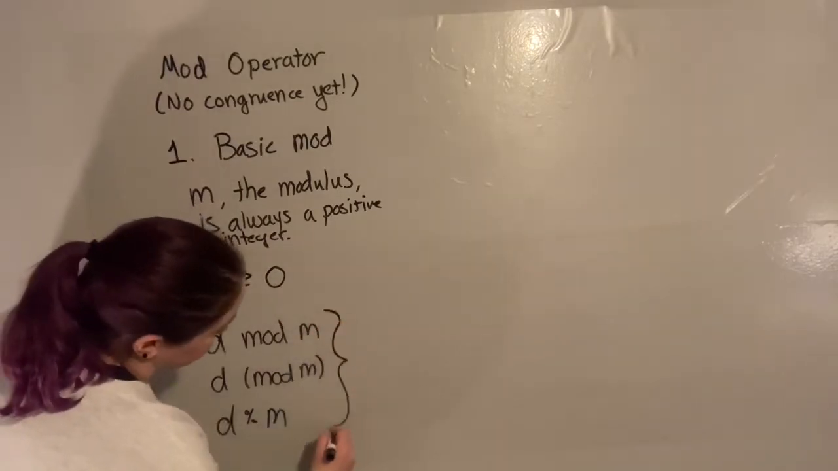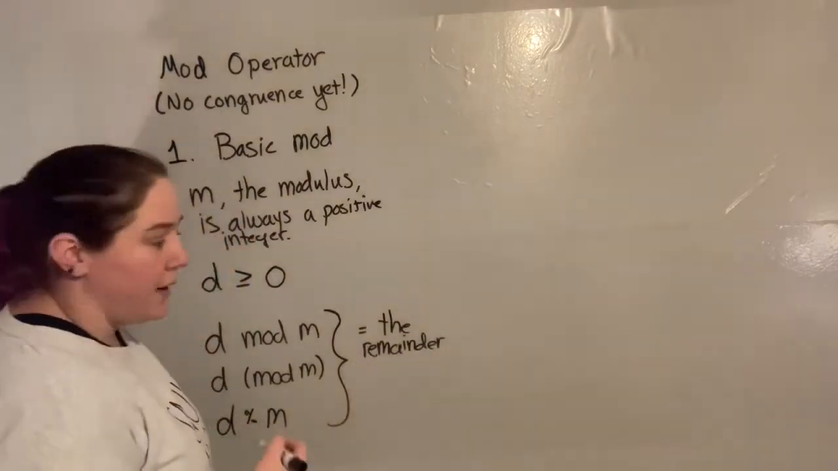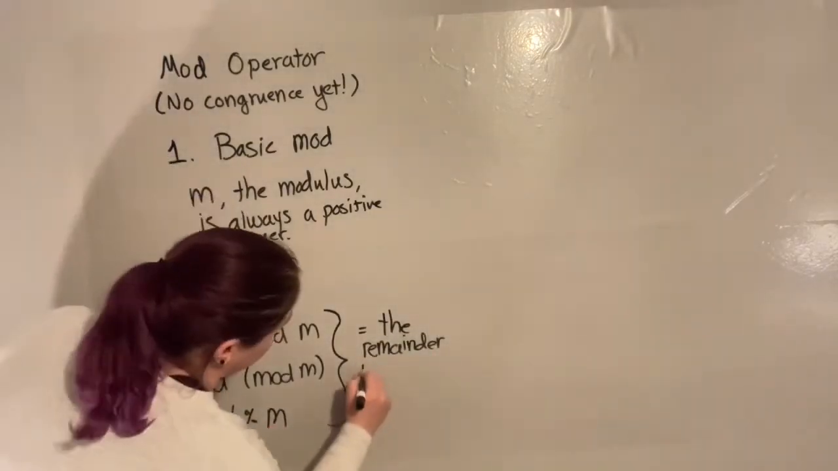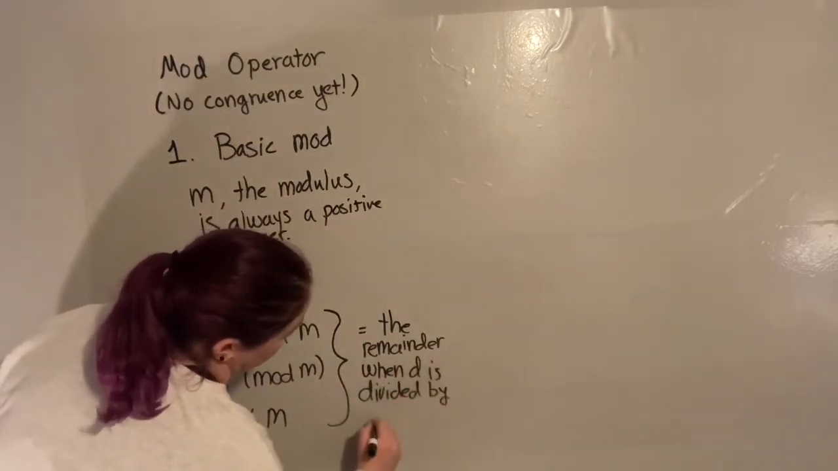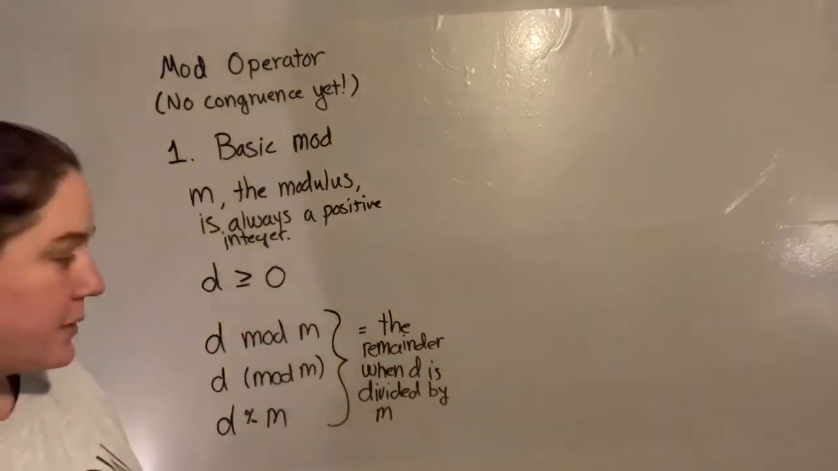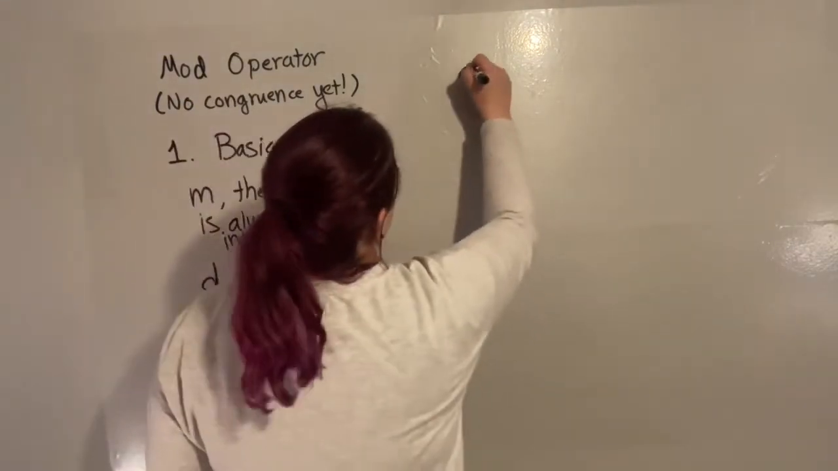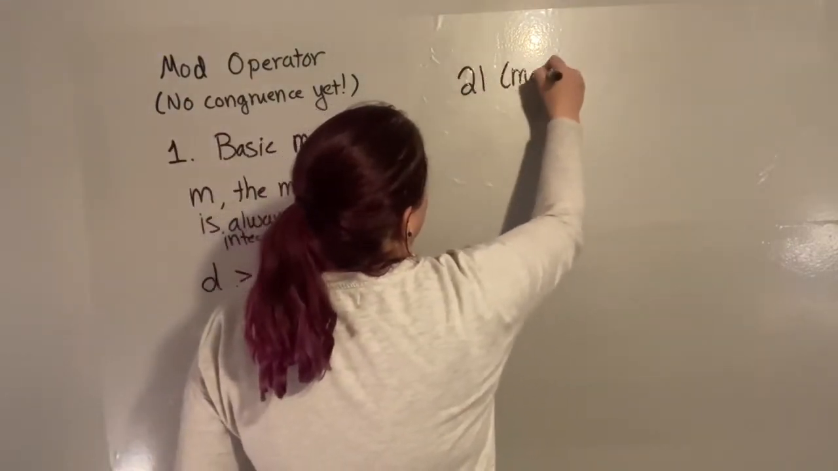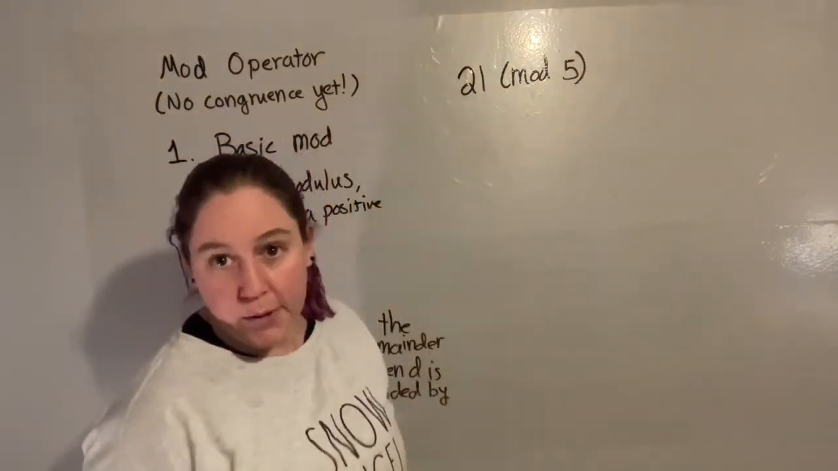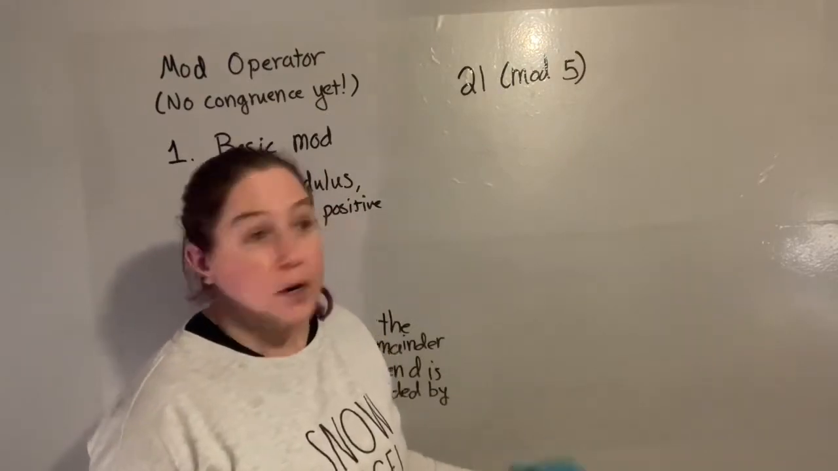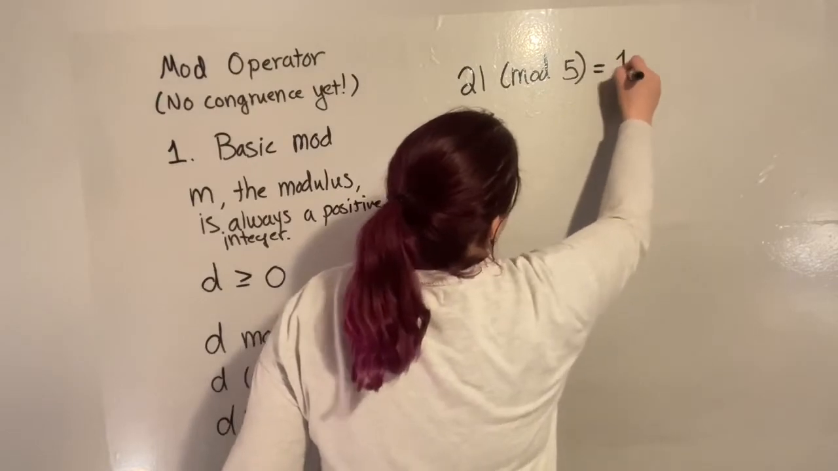This is just equal to the remainder when you divide d by m. So we're just doing division with positive numbers right now. We'll take something like 21 mod 5. If you take 21 and divide it by 5, 5 will go in 4 times, and you'll have a remainder of 1 left over. It's 20 plus 1. So 21 mod 5 is equal to 1.